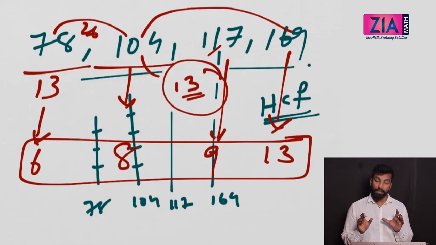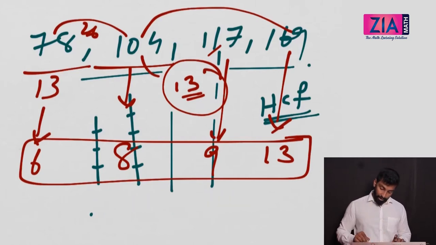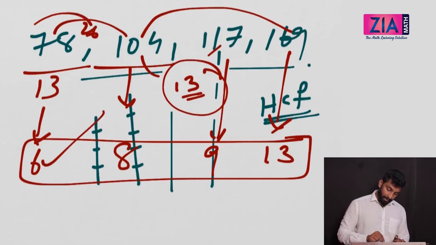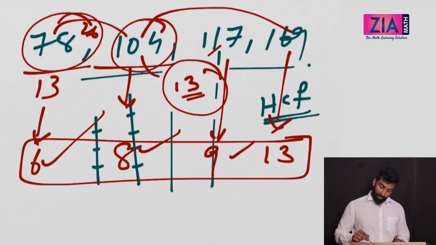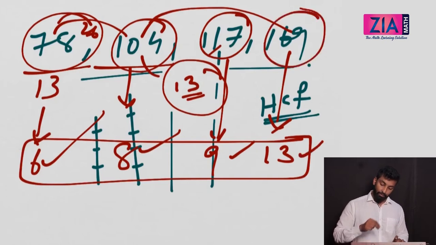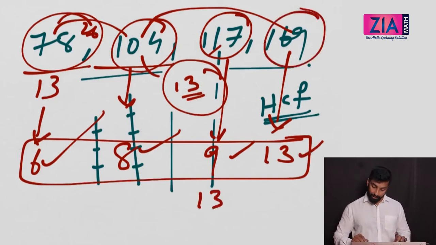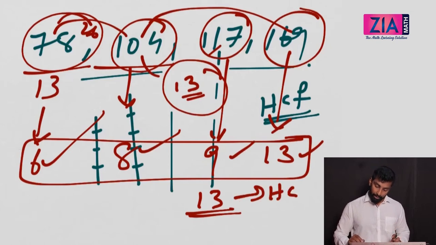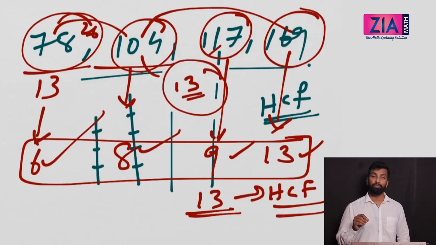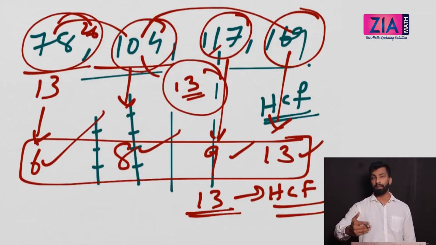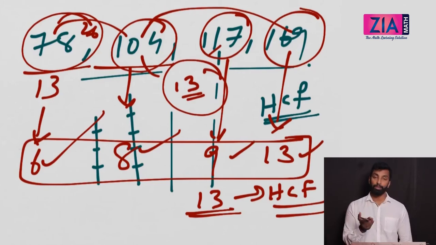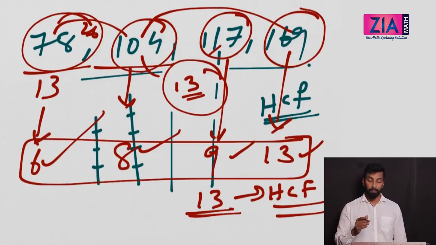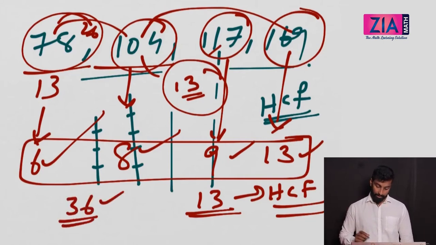That means this many pieces are possible from all the different rods, right? So 6 is possible from the 78, 8 is possible from 104, 9 is possible from 117, 13 is possible from 169, with a maximum length of 13. And what is this 13? This 13 is nothing but your HCF. So what is the idea? You need to find the HCF because they asked us to find the maximum length which is possible without any wastage. After that, they're asking how many possible pieces there are. So take each rod and divide by 13. You see how many possible pieces you can get from each rod and add it up. You will get 36 as your answer.